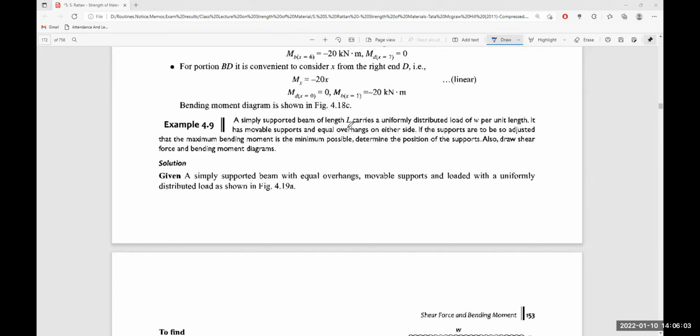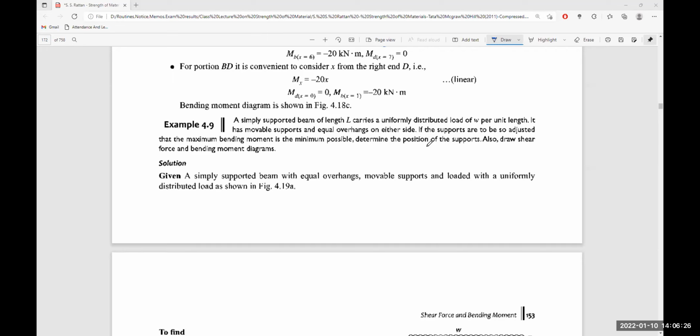A simply supported beam of length L carries a uniformly distributed load of w per unit length, and it has movable supports with equal overhang on either side. The supports are to be adjusted so that the maximum bending moment is the minimum possible. Determine the position of the supports. Also, draw the shear force and bending moment diagrams.